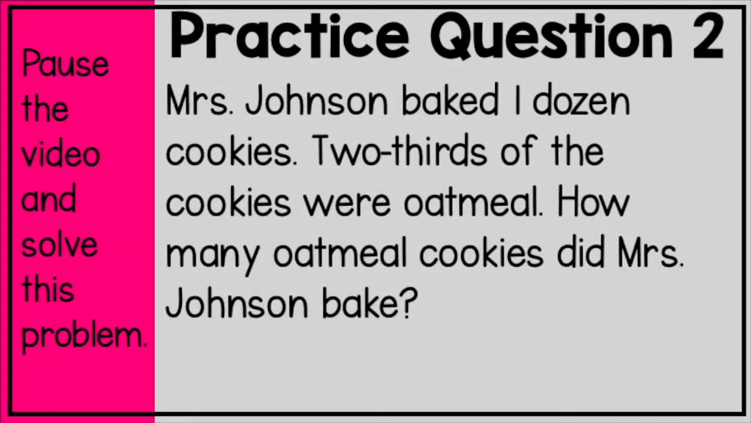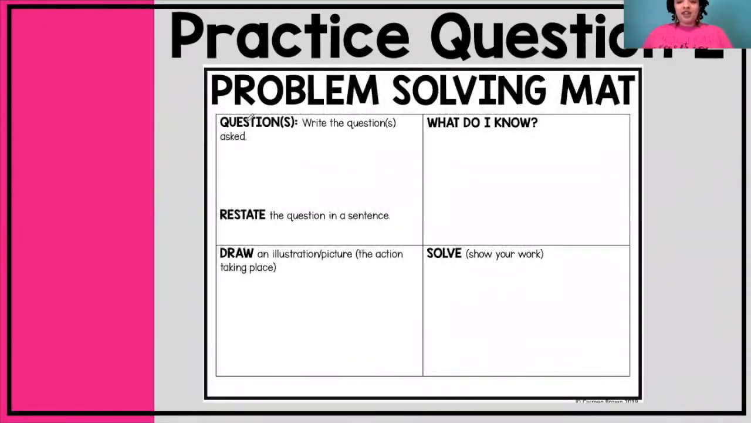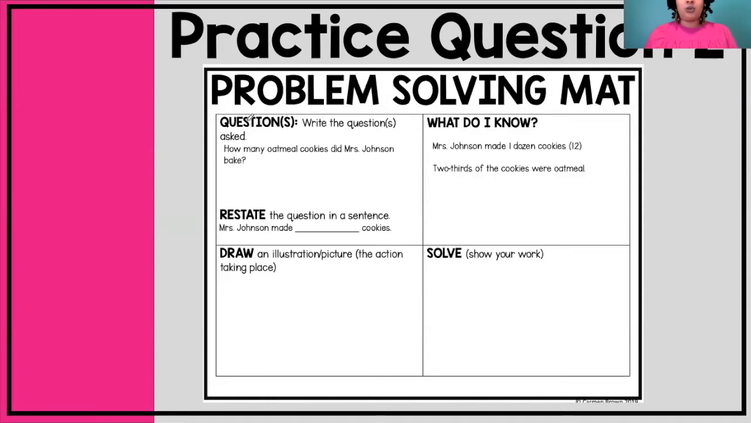Mrs. Johnson baked 1 dozen cookies. 2/3 of the cookies were oatmeal. How many oatmeal cookies did Mrs. Johnson bake? All right, here is my problem solving mat. I'm going to start by writing the question, which I know is how many oatmeal cookies did Mrs. Johnson bake? To restate that, I'm going to write Mrs. Johnson made blank cookies.